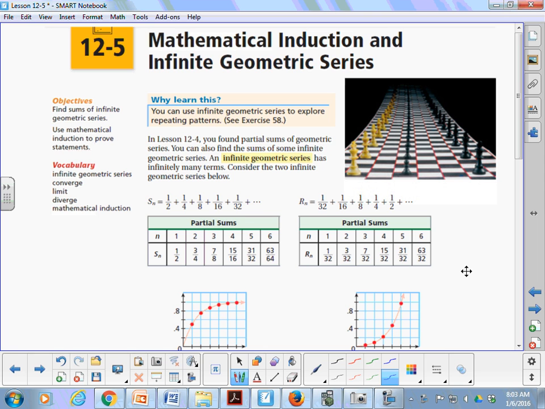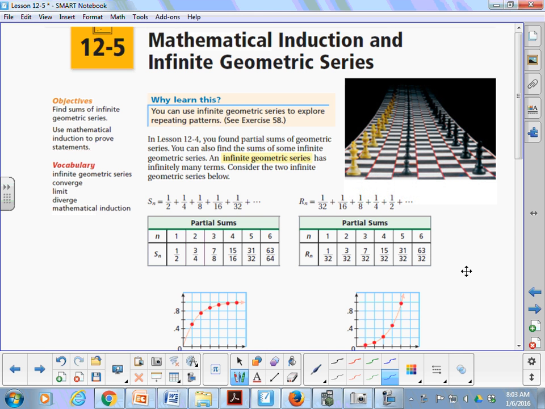We're talking about series. We've basically been focusing on finite series so far. But there are also infinite geometric series. And when you have an infinite geometric series, that means it just goes on forever. On and on and on.